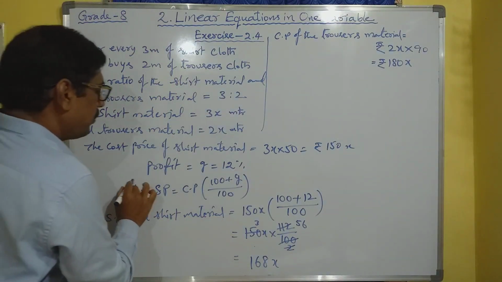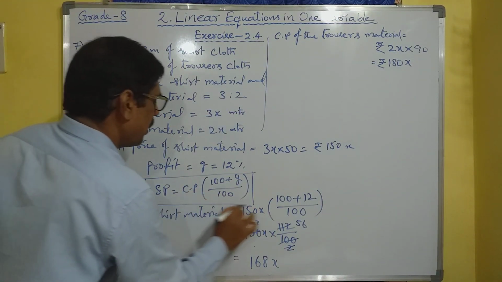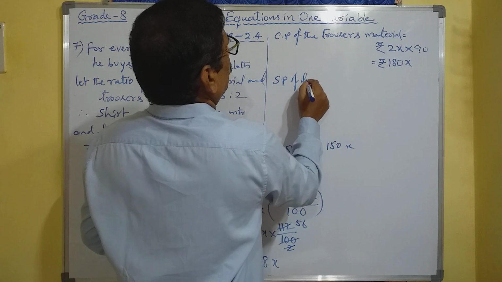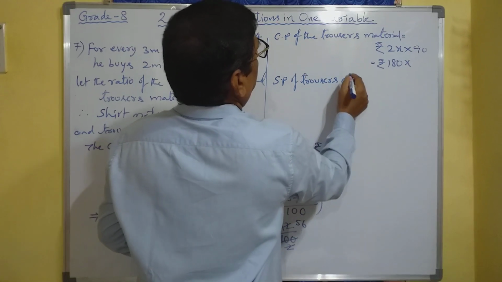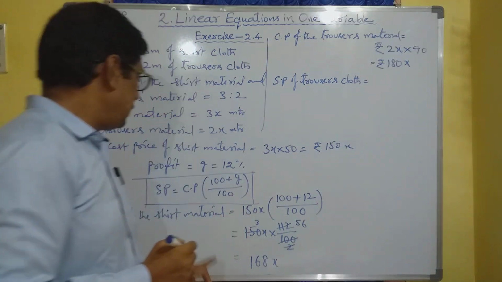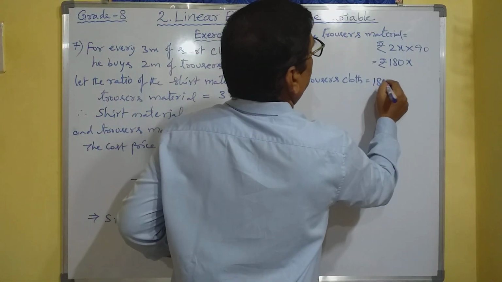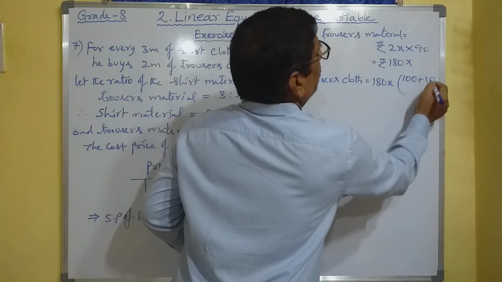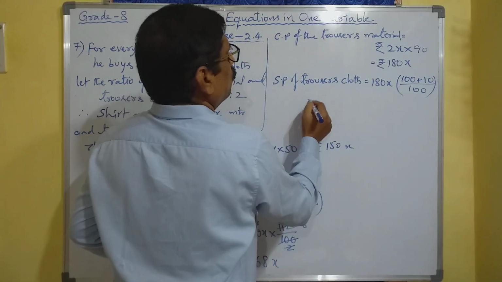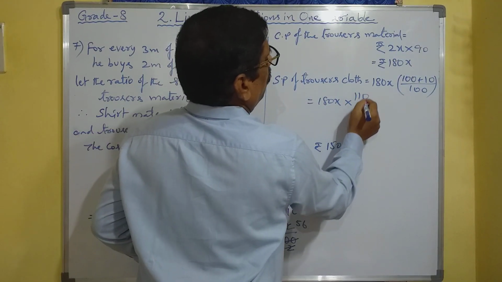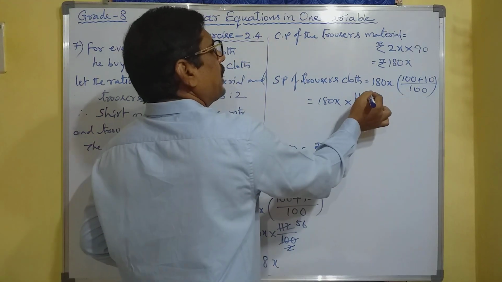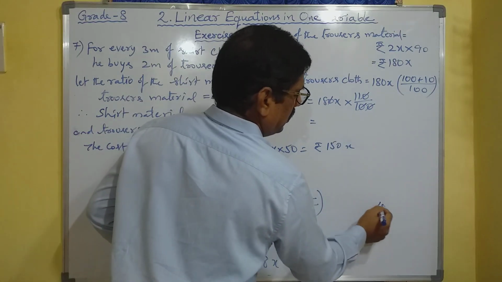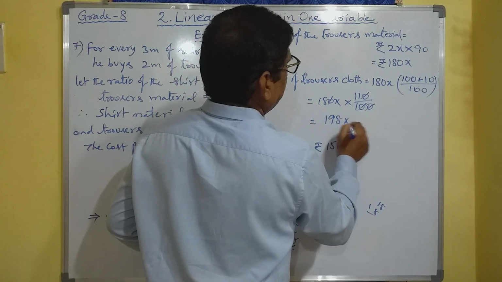By using this formula, SP is equal to CP into (100 plus G) by 100, let us find the selling price of trousers material, which is equal to CP 180x into (100 plus G). Here the profit he has given is 10% only. So 180x into 110 by 100. So we can cancel 0. Here 0 we can cancel. We get 198x.